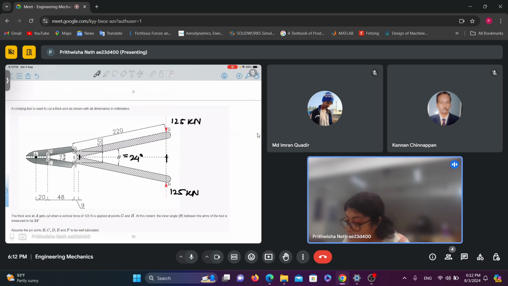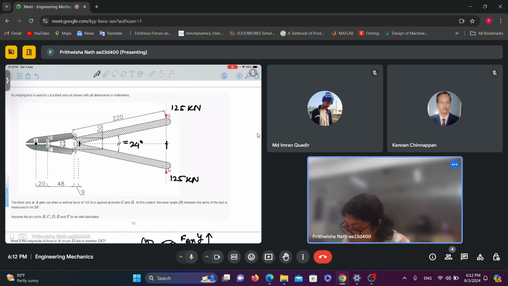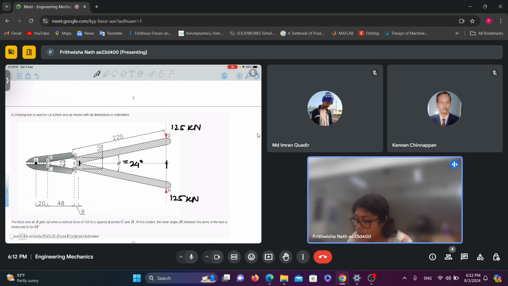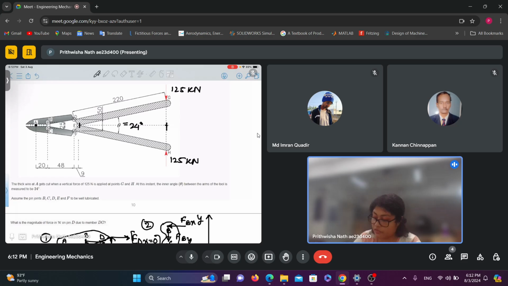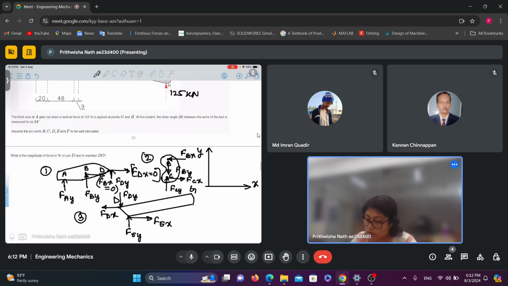Now this is the problem of the crimping tool. So a thick wire at A gets cut when a vertical force of 125 Newton is applied at point G and H. At this particular instant, the angle is 24 degree. We are asked to find the magnitude of force on point D due to member DG. So I have drawn the free body diagram on the members, and this is my positive X and Y direction.